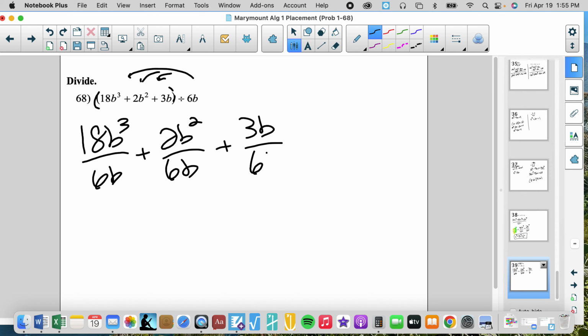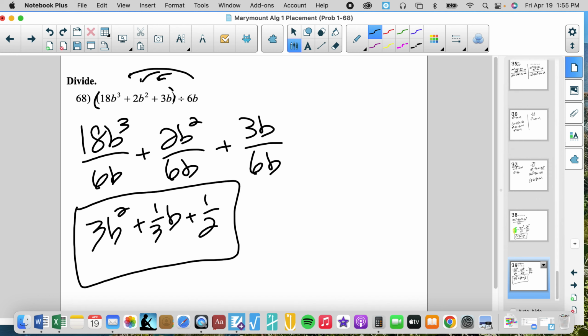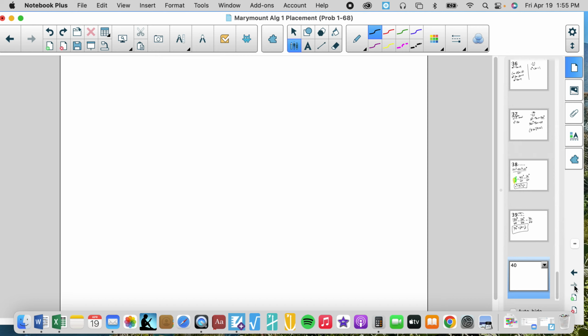So that is how you can think about it. 3b squared plus 1/3 b plus 1/2. Yeah, that's how fast. You should be able to reduce fractions that fast in 8th grade if you want to be in advanced math. That's it.